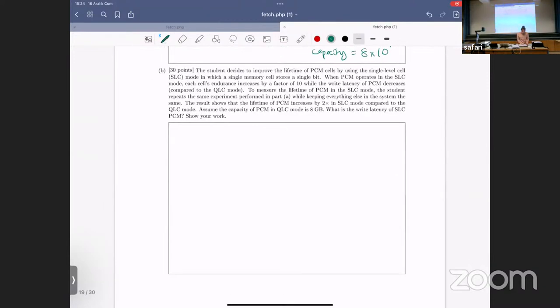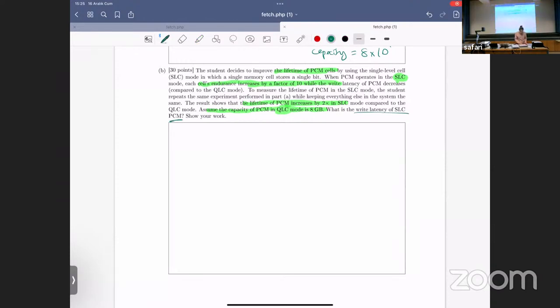So the next part is about improving the lifetime of PCM cells. And we need to extract our new numbers now. It says the cell's endurance is increased by a factor of 10. And now we have not a multi-level cell, but a single level cell. It says the lifetime is increased by 2x. And now the capacity of the PCM in not single level cell mode, but quad level cell mode, is 8 gigabytes. And now we need to compute the write latency of our new PCM.